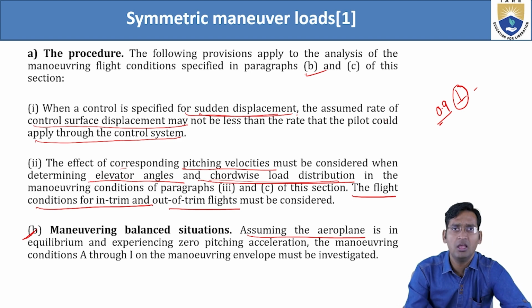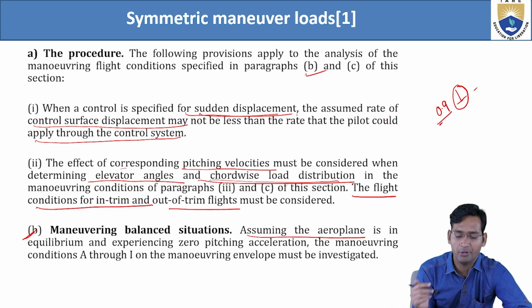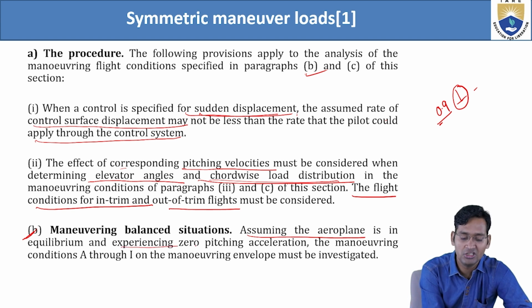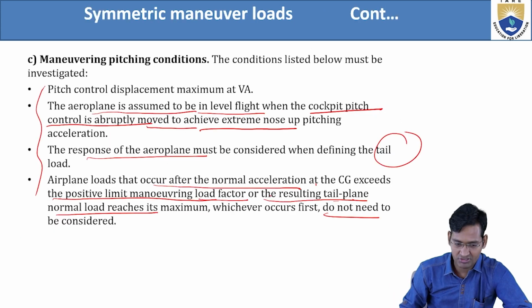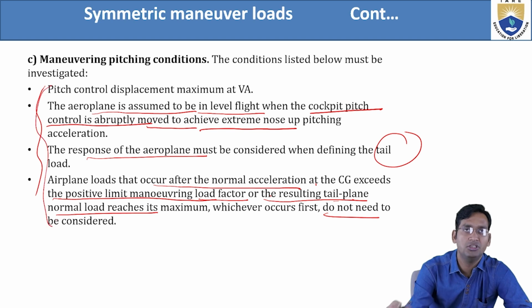Next, we have seen the maneuvering balance situation: how to balance during the maneuver. We assume the aeroplane is in equilibrium and experiencing zero pitching acceleration. That time only we can say it is a balanced condition. The maneuvering conditions A through I on the maneuvering envelope must be investigated. So what are the maneuvering pitching conditions? These things need to be verified.